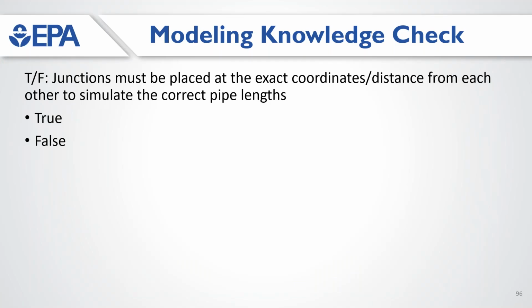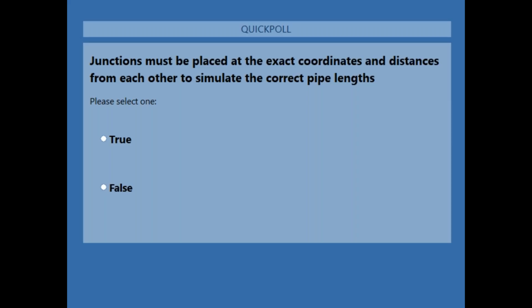Okay. And now we're at the end of this application, and it's time for another quick knowledge check. True or false, junctions must be placed at the exact coordinates or distance from each other to simulate the pipe lengths. True or false?